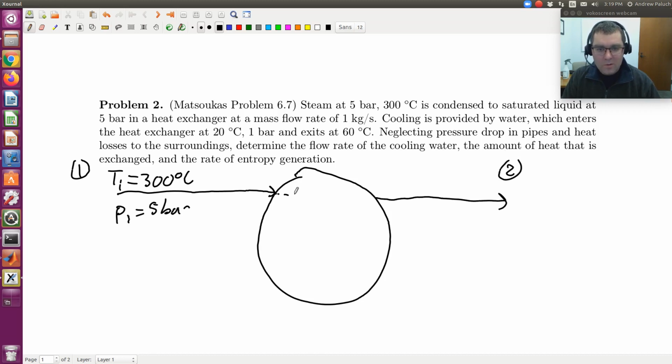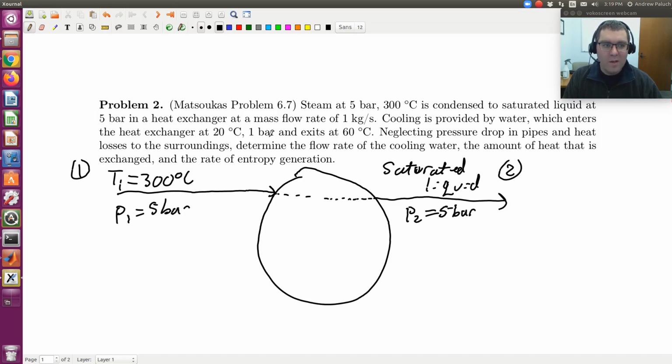I'm going to draw a dotted line, continuing this out of my heat exchanger. The steam is going to exit as a saturated liquid, at a pressure of 5 bars as well. So P2 is equal to 5 bars. I'm going to have steam at 5 bars, 300 degrees C that's being condensed, right? Heat's being removed, so it's condensed and leaving as a saturated liquid at 5 bar.